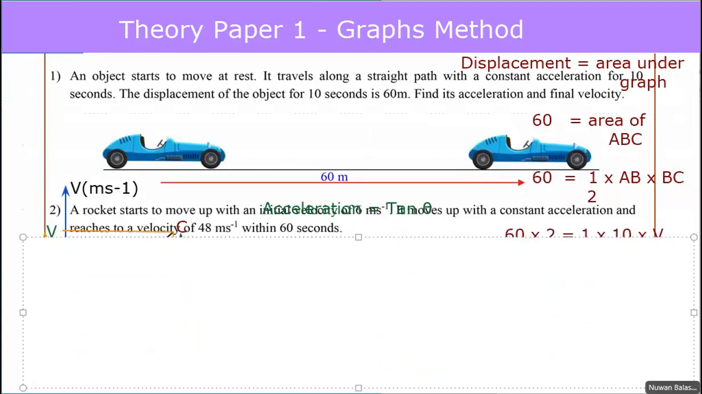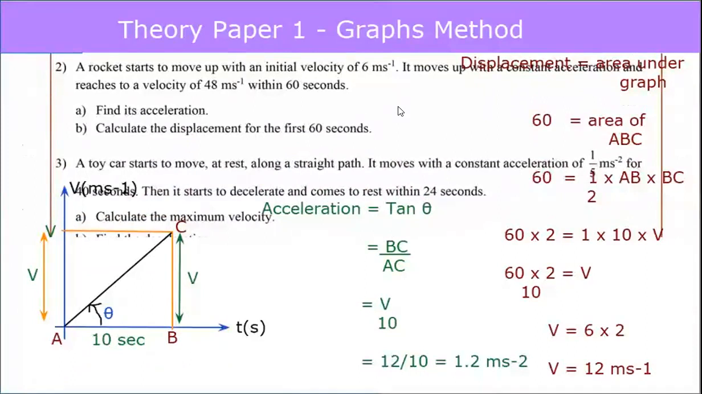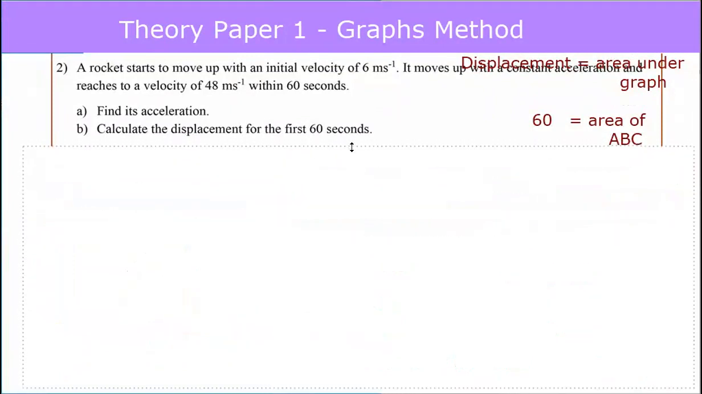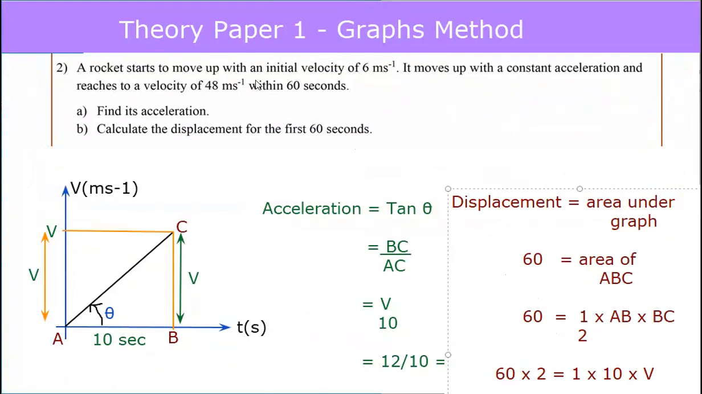Right, question number 2. Let me move this up. Right, now you're able to see it. And let me hide the other unwanted sections like this. And I think you have written this displacement case, right? So what is this? A rocket starts to move up with initial velocity 6 meters per second. It moves up with a constant acceleration and reaches a velocity of 48 meters per second within 60 seconds. Find the acceleration, calculate the displacement for 60 seconds, right?